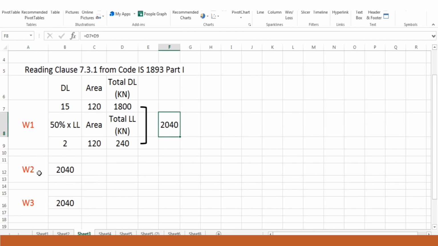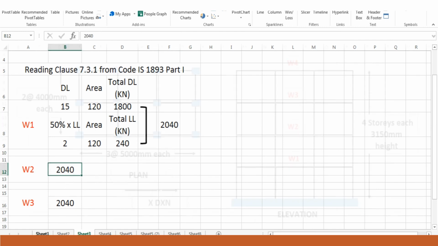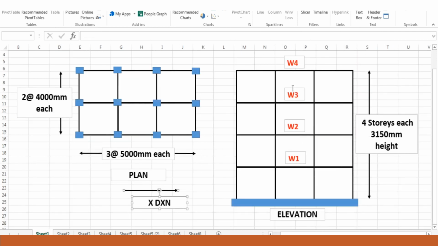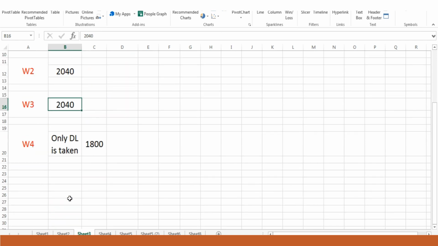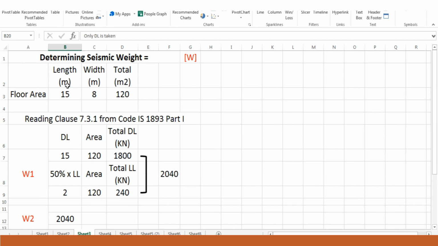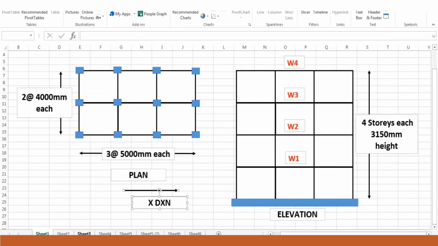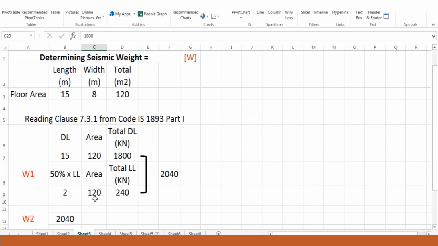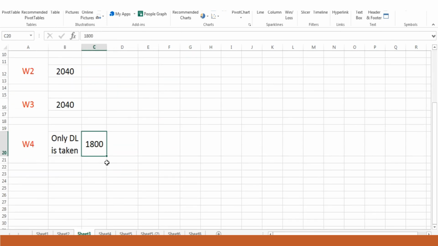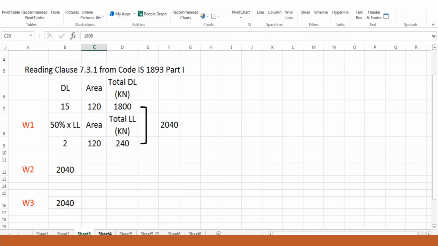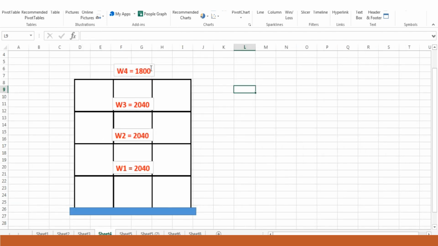Now W2 would be the same, 2040 for the second story. For the third story it would again be the same, 2040. But for the fourth story we have to only take the dead load. No live load is to be taken for the top story, the roof story. Thereby, what is the dead load? It's 1800 from here. So for the fourth story, W4 is 1800. So we can now put this into the figure. W1 is 2040, W2 is 2040 kilonewton, W3 is 2040 kilonewton, and W4 is 1800 kilonewtons.